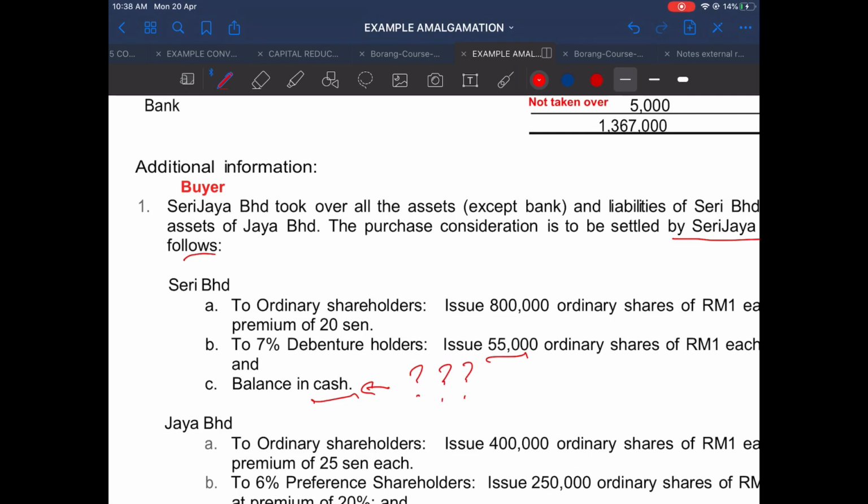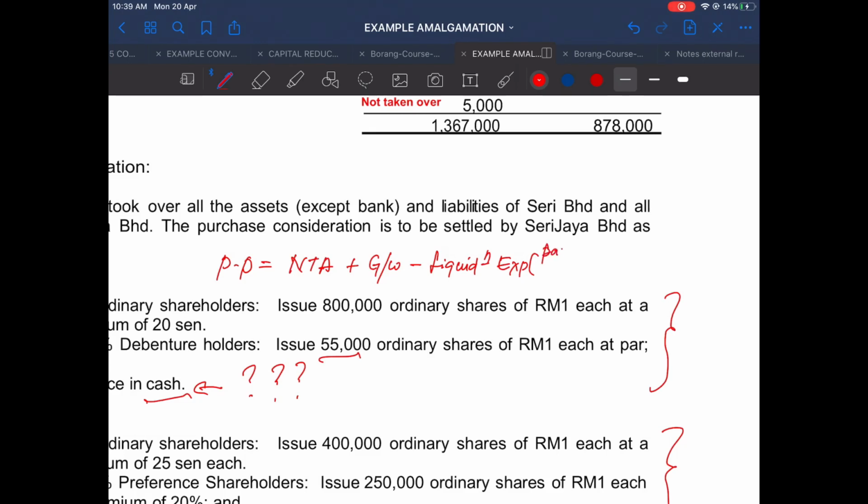So that means you have to find how much this cash is that they have to pay. You have to remember that the main equation is: the purchase price is equal to net assets taken over plus goodwill, minus liquidation expense paid by buyer. This is equal to purchase consideration.